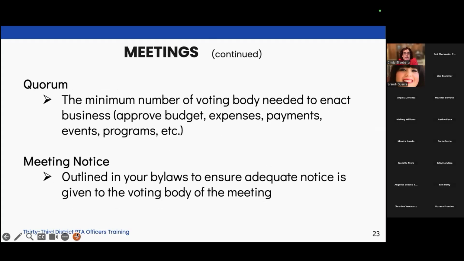Quorum at your meetings is the minimum number of voting body needed to enact business. It's very straightforward. If your quorum is 12, you have to have 12 members in attendance to vote and do any business. Meeting notice is outlined in your bylaws to ensure that adequate notice is given to the voting body of the meeting. So everybody is aware of it, not just the board members.